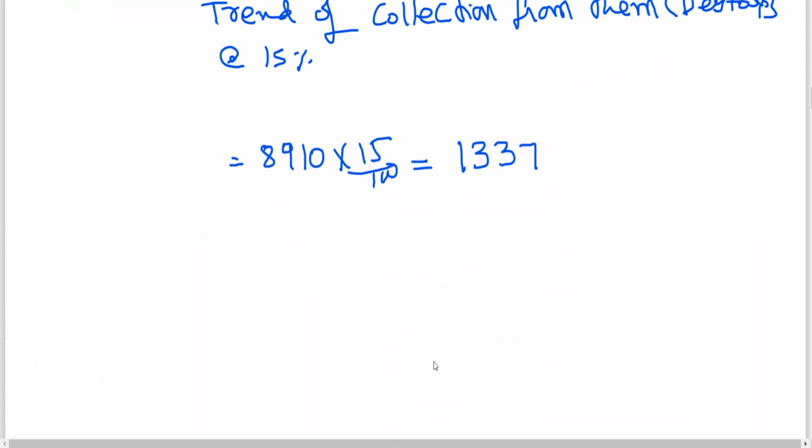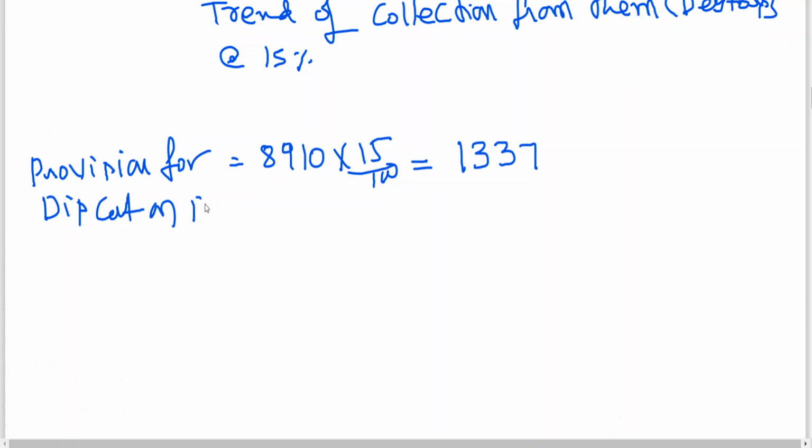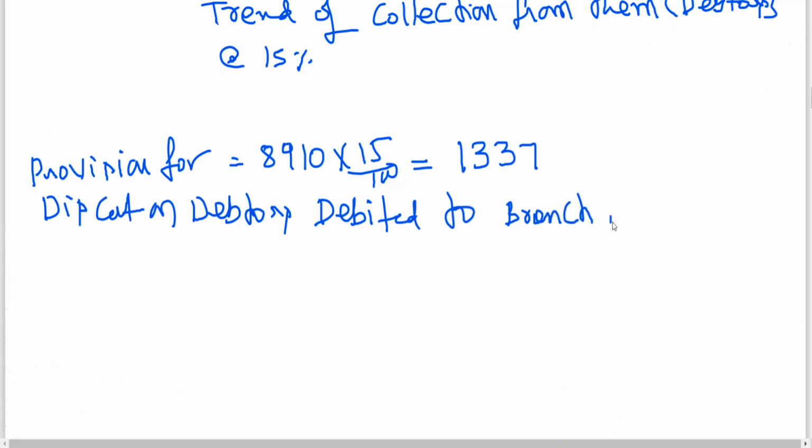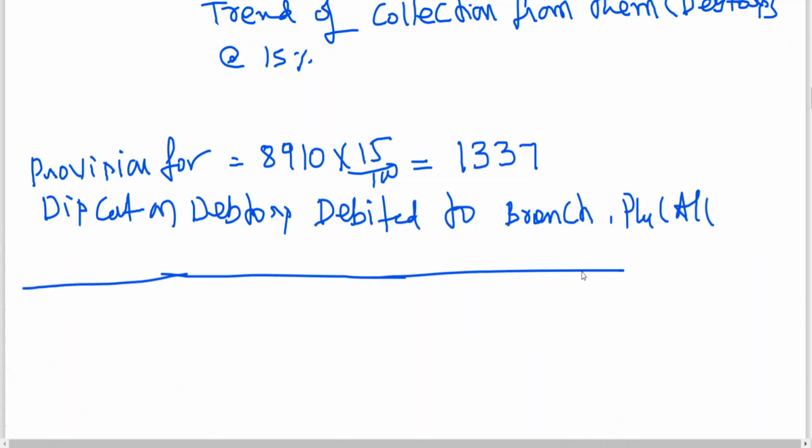So this is how you have to find out the provision for discount on debtors. Therefore, finally, discount on debtors debited to branch P&L account. Okay, let me start writing this.